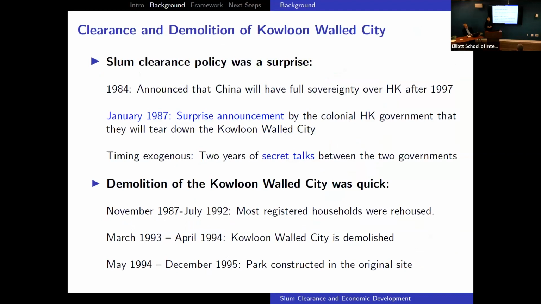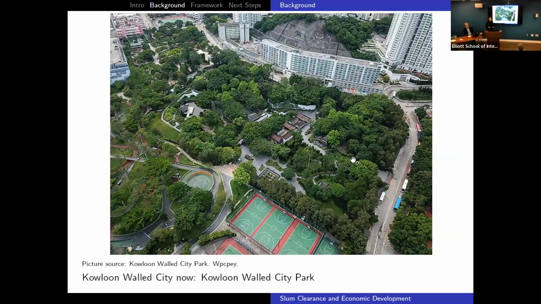The slum clearance policy was a surprise for the world and also for local people. The colonial Hong Kong government announced its decision to tear down this slum in 1987. At the time, it was exogenous because of the 2-year secret talks between the two governments. The demolition happened very quickly from 1987 to 1994. A new park was built on the original site, and this is how it looks today, a 10 minute tour of this urban park.